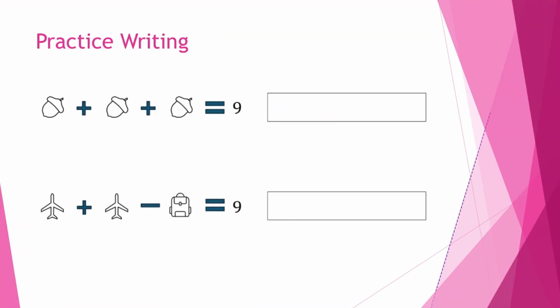So let's practice writing it. This first one we have 3 acorns, so let's just use a. And we have it 3 times, so we would say 3a equals 9. Or in this next one, I have 2 airplanes, so I would write 2a, and I have a minus a backpack.